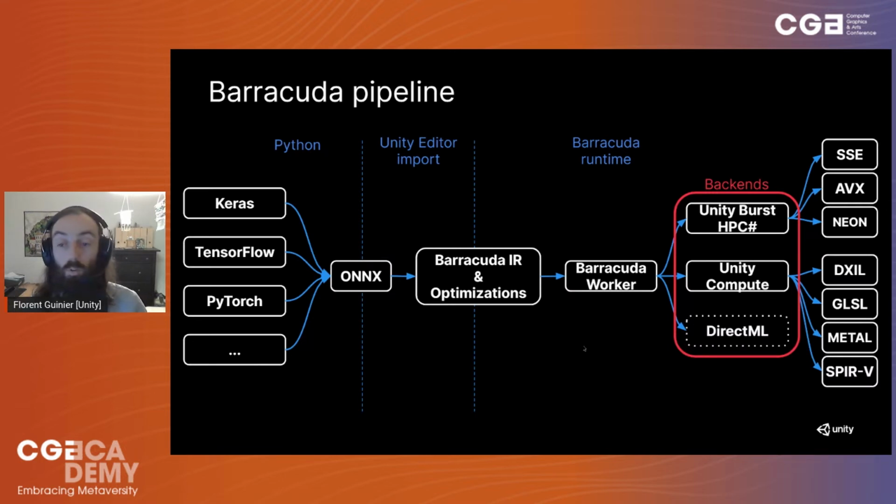Then if you want to run on GPU, we will use Unity Compute. Unity Compute is the Unity compute shading language, and it's cross-compiled to every platform that supports compute for Unity, using HLSL, GLSL, Metal, Vulkan, etc. There's a little box below, DirectML, and this is to signify that it's not limited to those two backends. Actually, we have a new backend in the works, which is the pixel shader worker. That allows you to run, for example, on WebGL, where you don't have compute support, but you still want to run on GPU.